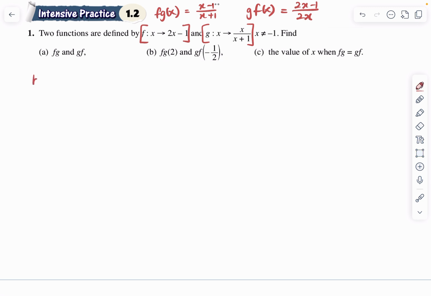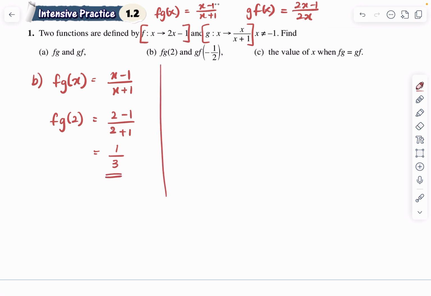Alright, B. fg(2). So let's write down fg(x) first. fg(x) is x minus 1 over x plus 1. So fg(2) will be 2 minus 1 over 2 plus 1. 2 minus 1 is 1. 2 plus 1 is 3. So we get 1 over 3. This is our answer.